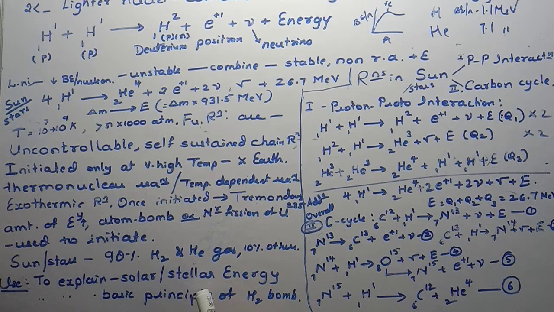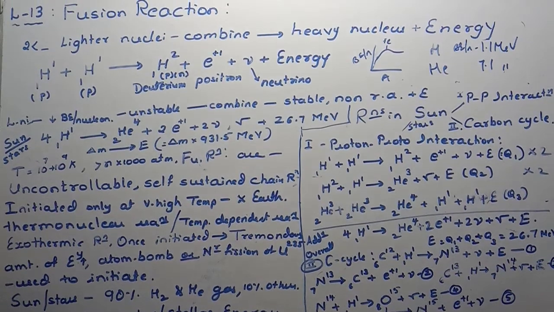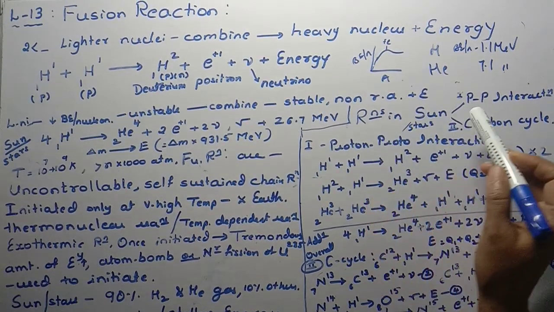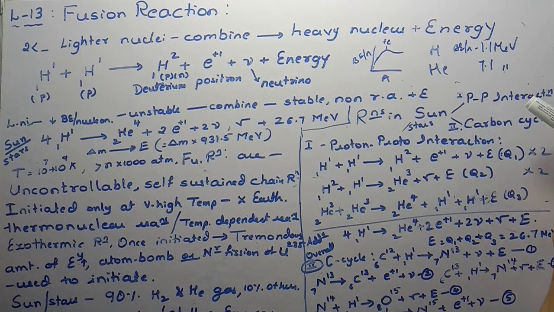This explains the study of solar or stellar energy, and the second one explains the basic principle of the hydrogen bomb. Now, the reactions which take place in the sun and stars can be explained on two principles, two types of reactions or cycles. The first one is the proton-proton interaction, and the second one is the carbon chain.